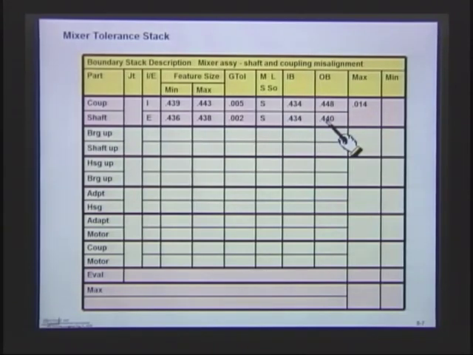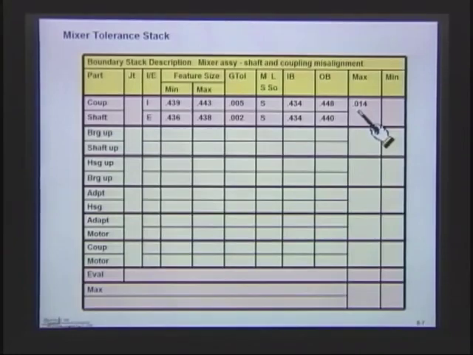Now, what would be the worst case that you would ever have? Once you have your data entered in the chart, you just reason it out. The worst case is when I have the shaft's worst case inner boundary and the coupling's worst case outer boundary, and the difference between those two numbers is 14 thousandths. So I have a misalignment there of 14 thousandths.